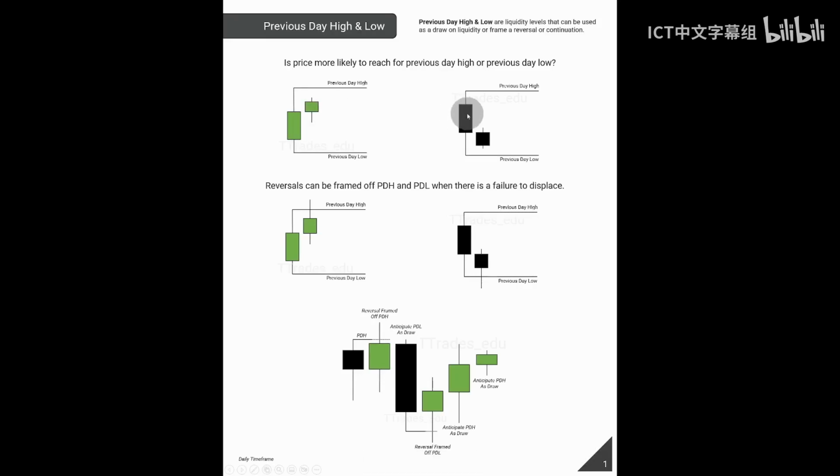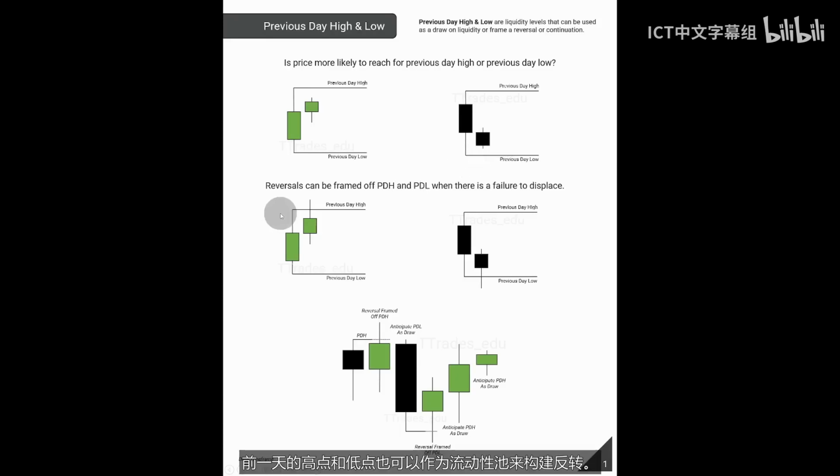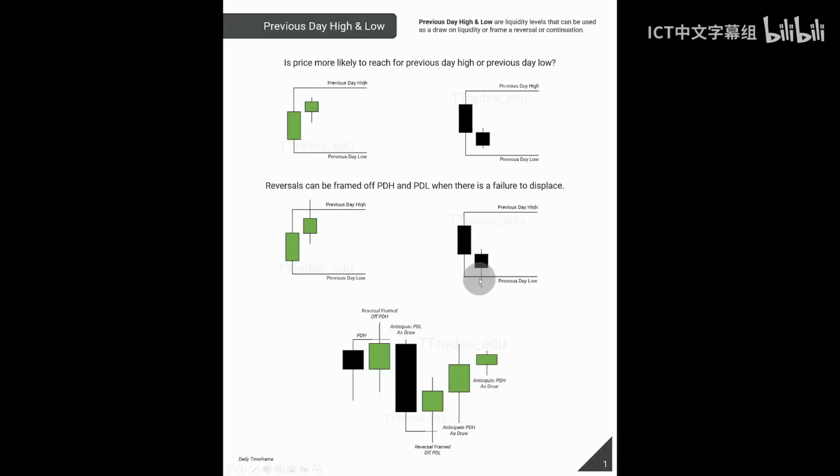Similarly, over here, we are trending down, so I'd expect price to reach for previous day low. Previous day high and low can also be used as liquidity pools to frame a reversal. So for example here, we reach into this previous day high, we can't displace above it, and price reverses. Similarly over here, we reach below this previous day low, can't displace, and we come back in the range.